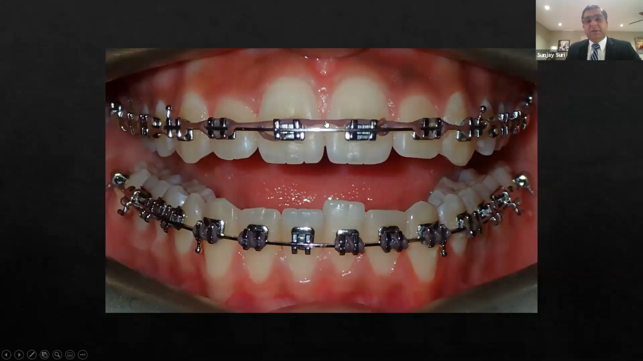But for some patients it could be leading to some spaces that have opened up, etc., or broken brackets. And broken brackets is something that the patient cannot do anything about on their own, but this can sometimes be irritant, especially if it flips or turns inside out.